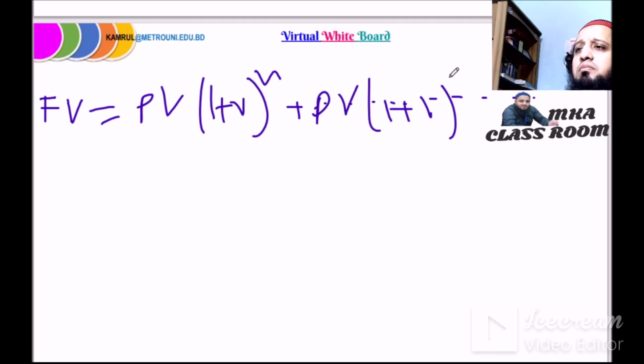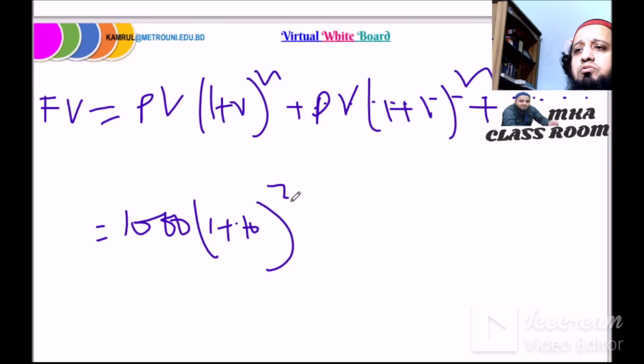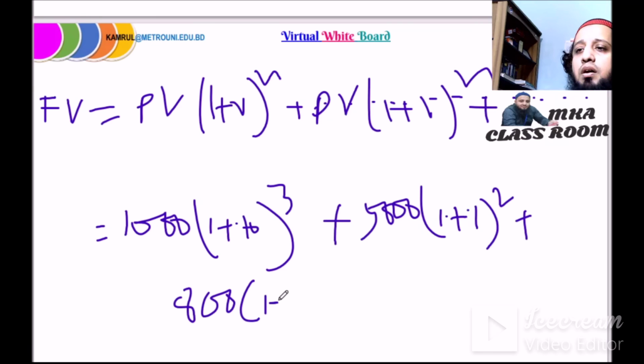First one, 1000 carries the compounding 1 plus 0.10 power 3. Then 5000 carries the compounding period 1 plus 0.1 power 2, plus 800 times 1 plus 0.1 power 1, and 2000 times 1 plus 0.1 power 0.